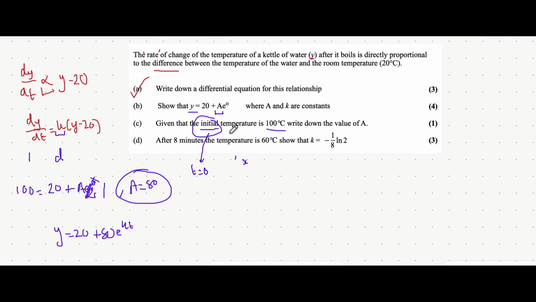Moving on to the last part of this question, it says after 8 minutes. Although it doesn't specify here, and that is a problem with this question, t is supposed to be the time in minutes, not in seconds. So that means that we can substitute t equals 8 into this expression, and it told us that the y value is 60 at that time.